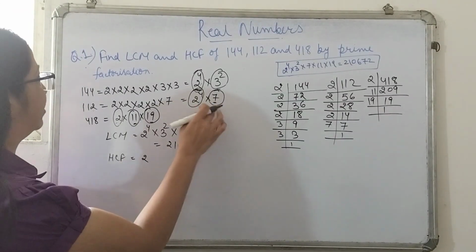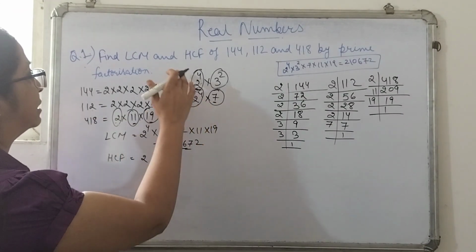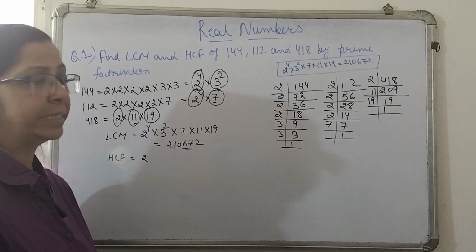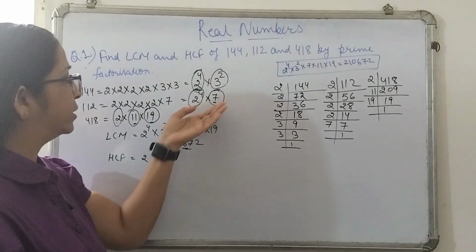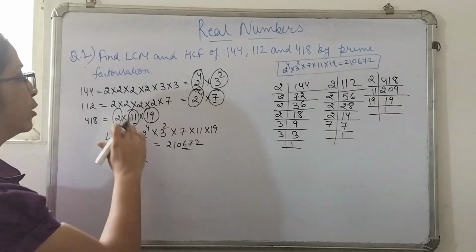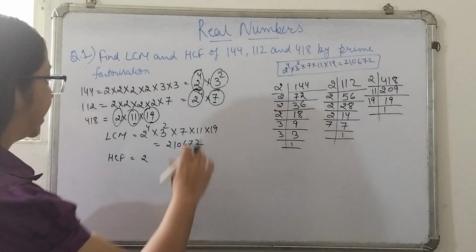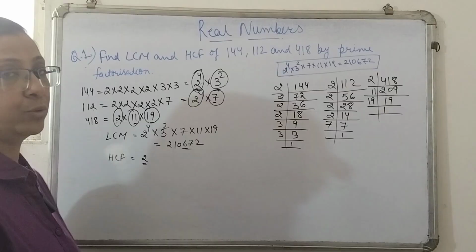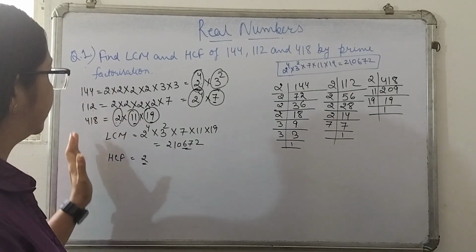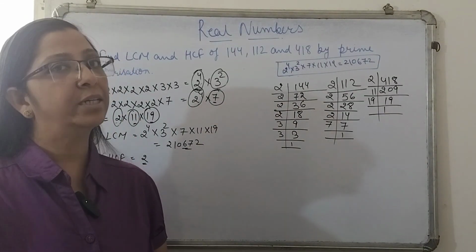Now 7 is available in 112 only. It is neither in 144 nor in 418. So we won't be considering 7, 11 and 19 either, because they are not available in all the 3 factors. That's the reason HCF will be 2 only. So this is how we can find the LCM and HCF of the given numbers.